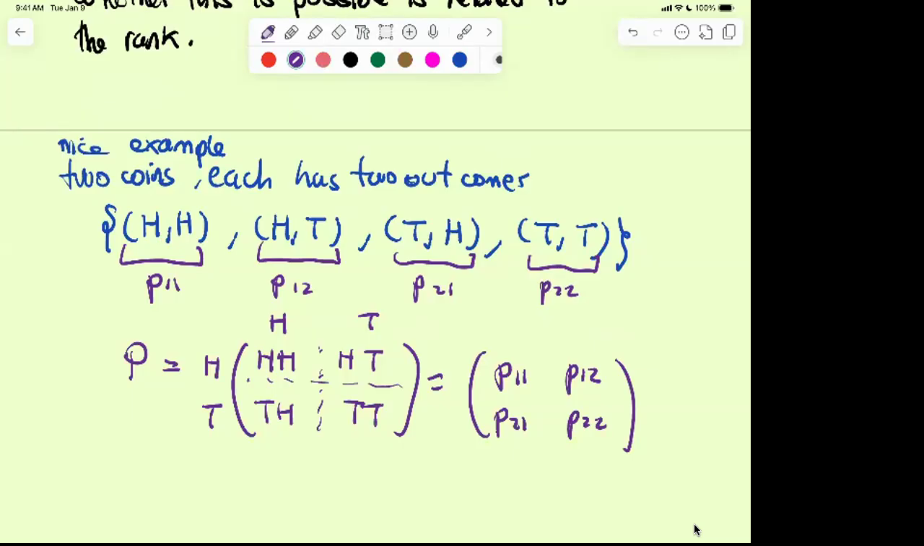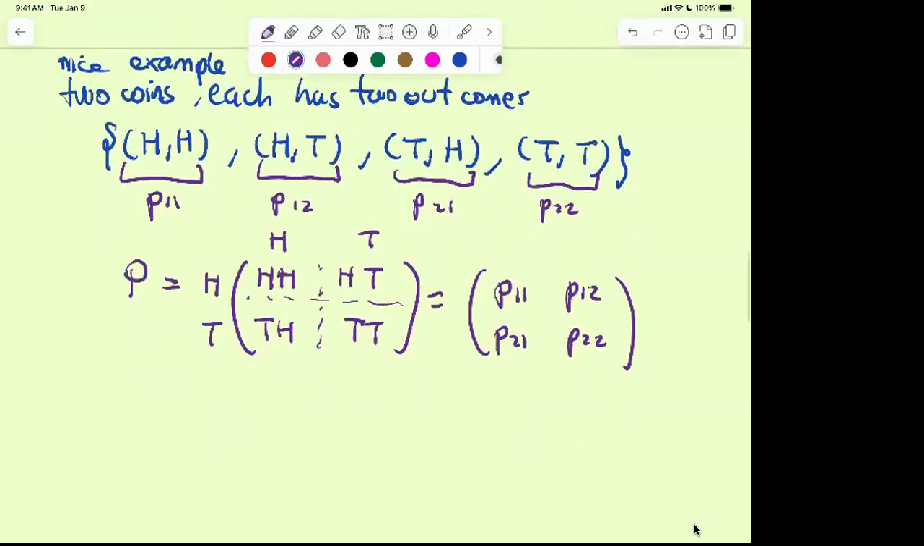If you thought that whether a coin lands heads or tails is independent of whether the other coin lands heads or tails, if those two outcomes have nothing to do with one another, then there is a way to compute these probabilities for independent events. Let me tell you how it goes. Let me introduce two vectors, P and Q. P I'll call P1, P2, and Q I'll call Q1, Q2.